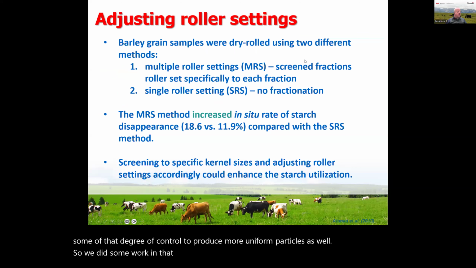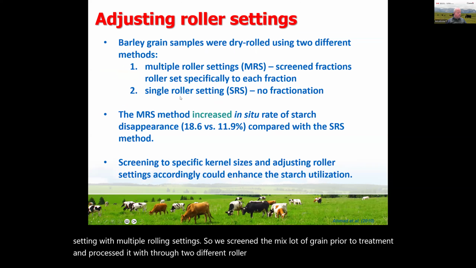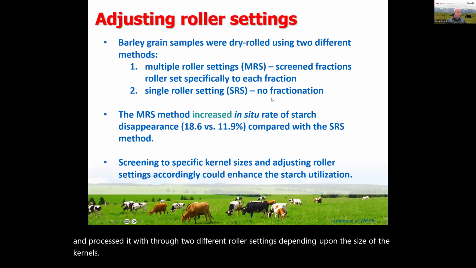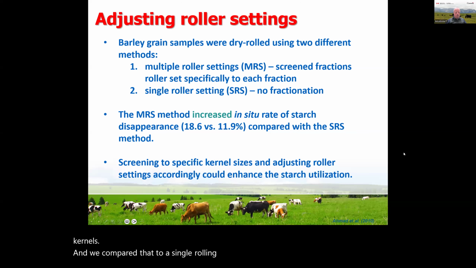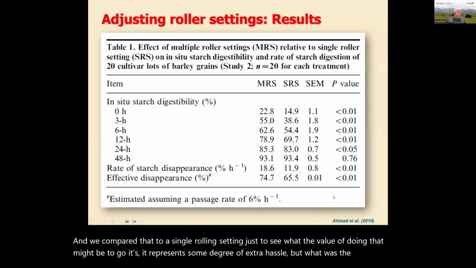We were adjusting the dry rolling settings. So we were setting with multiple rolling settings. We screened the mixed lot of grain prior to treatment and processed it through two different roller settings, depending upon the size of the kernels. And we compared that to a single rolling setting just to see what the value of doing that might be. It represents some degree of extra hassle, but what was the value of doing that?